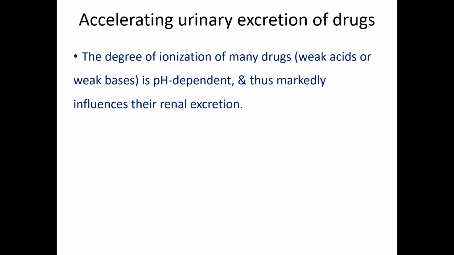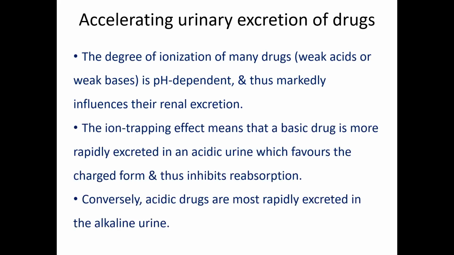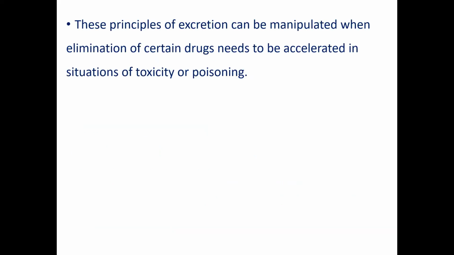The other situation is that the drug has left the GIT and is in the systemic circulation. So now you have to accelerate the excretion of the drug. Know the character of the drug, whether it is acidic or basic. Accordingly, you can change the character of the urine. Okay. Degree of ionization has an effect. These principles of excretion can be manipulated when elimination of certain drugs needs to be accelerated in situations of toxicity or poisoning.